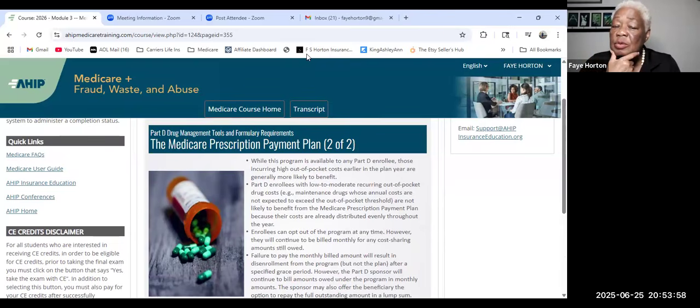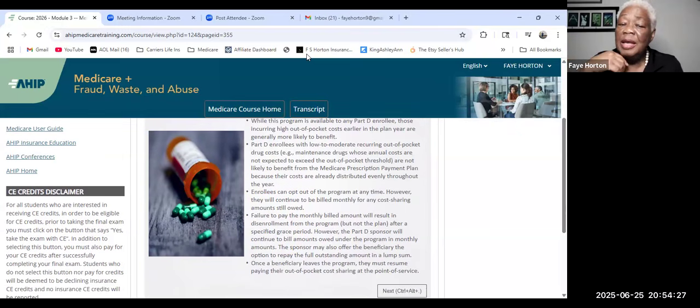Part D enrollees with low to moderate recurring out-of-pocket drug costs, such as maintenance drugs, whose annual costs are not expected to exceed the $2,000, or the $2,100 for 2026, are not likely to benefit from the Medicare prescription payment plan because their costs are already distributed evenly throughout the year.